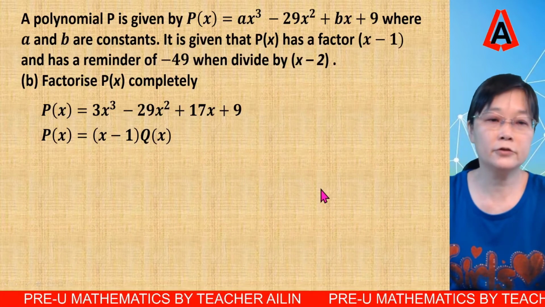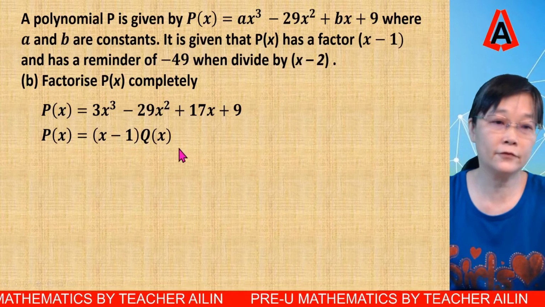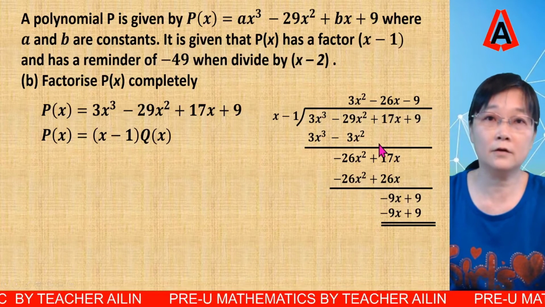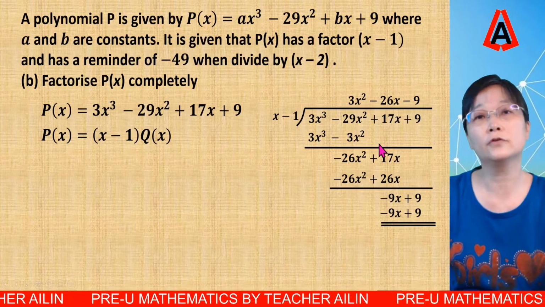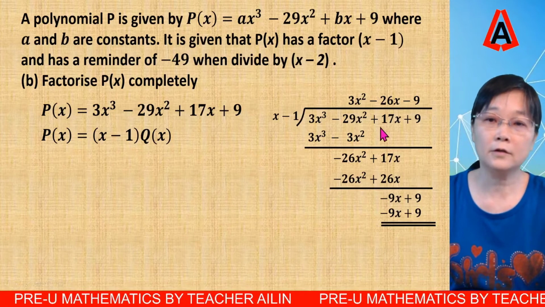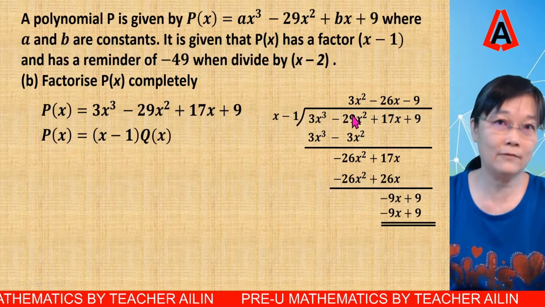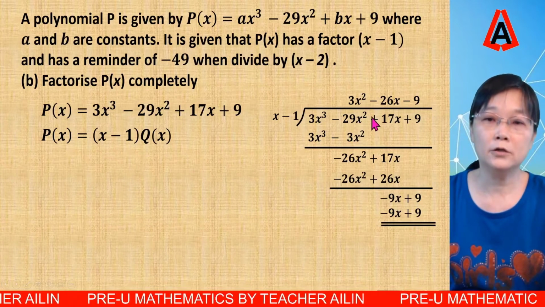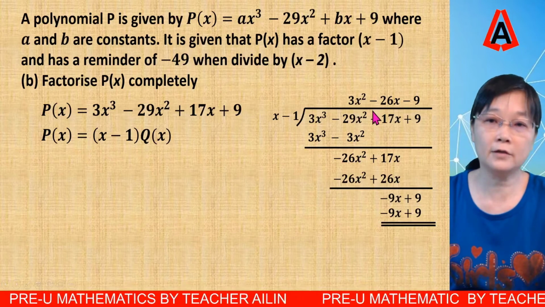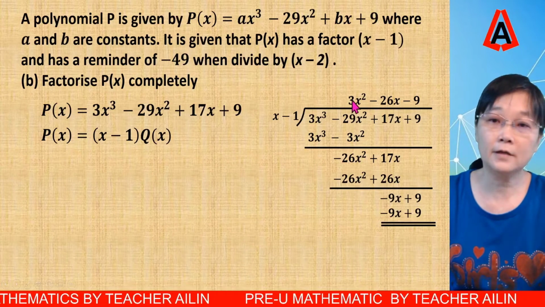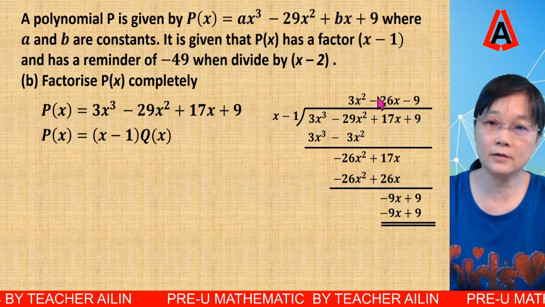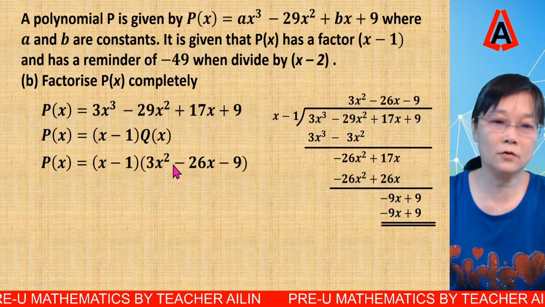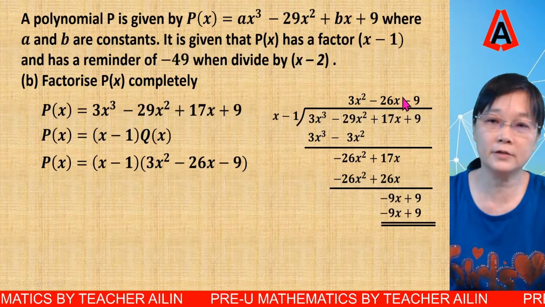So now I'm going to use the long division method to find the quotient. Now how to use the long division to find the quotient? You can refer to my previous video talking about long division. In that video, I explained in detail how to use the long division method to find the quotient. So after the long division, I find that this is the quotient. So now I write down the quotient here. That is the quotient I take from the long division.